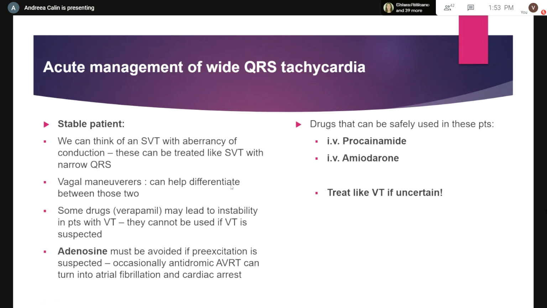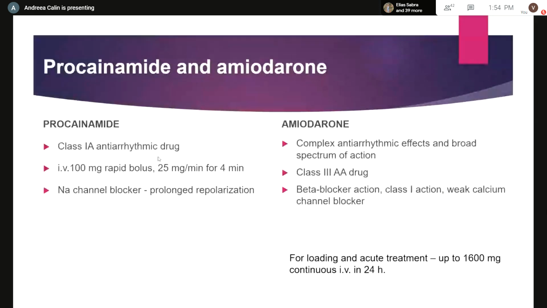Vagal maneuvers can help differentiate between these types of SVT transmitted with aberrancy, but some drugs may lead to instability of the patient, and they cannot be used if ventricular tachycardia is suspected. And also, adenosine must be avoided if pre-excitation is suspected, because this can lead to atrial fibrillation and cardiac arrest in patients with a pre-excitation syndrome. There are some drugs that can be safely used in these patients, and these are procainamide and amiodarone with intravenous administration in the hospital, of course.